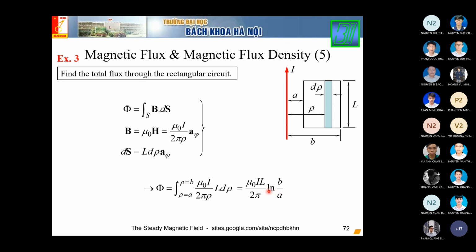And physically, if B and A are very large, it means that the frame here is at infinity. And at infinity, there is no MF5. And therefore, there is no magnetic flux.